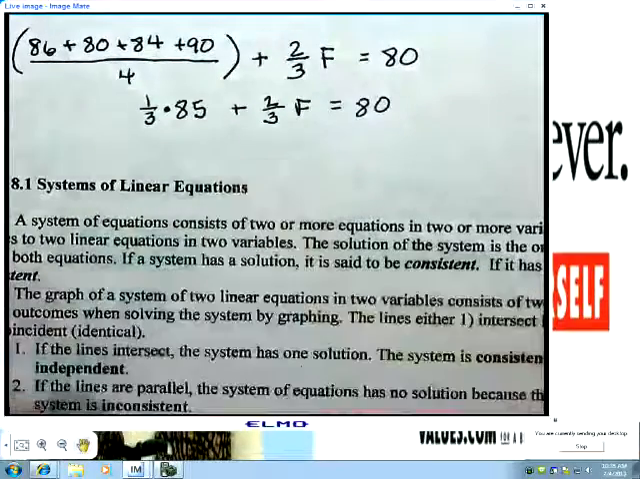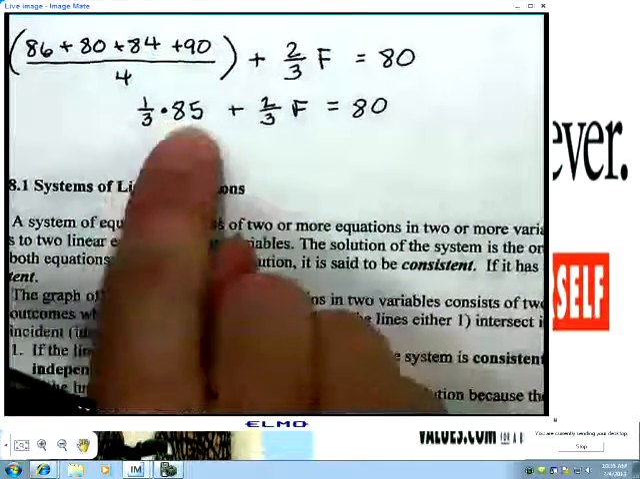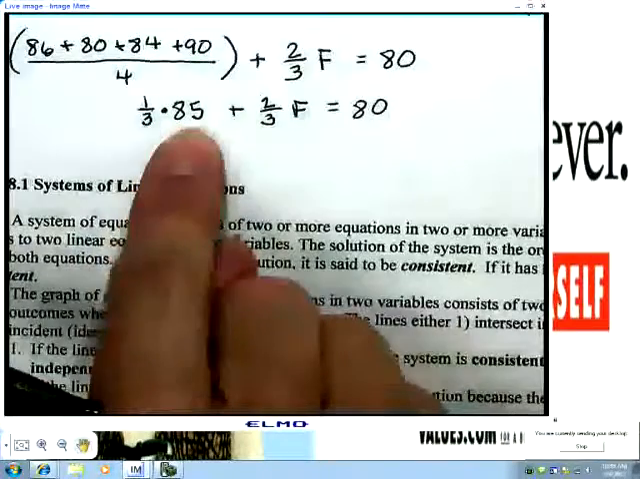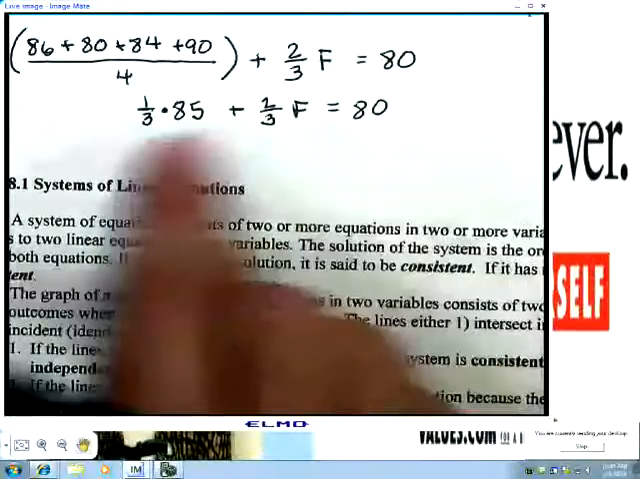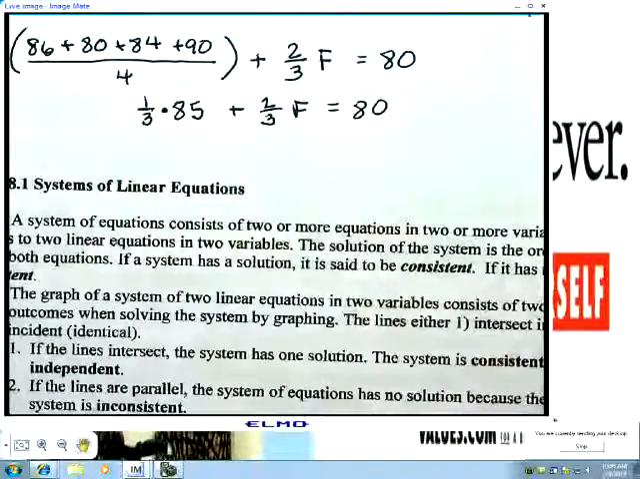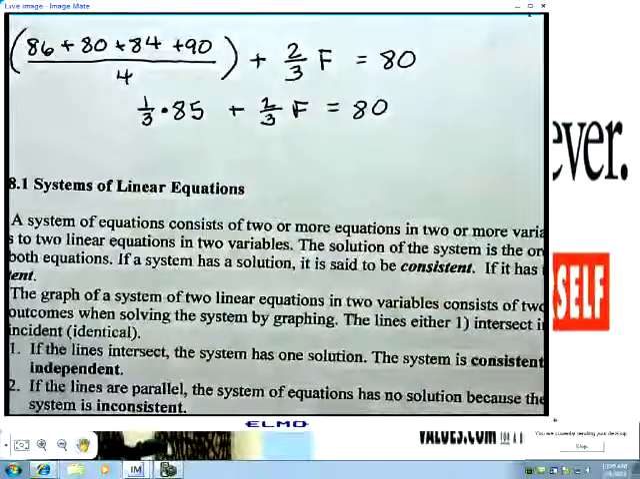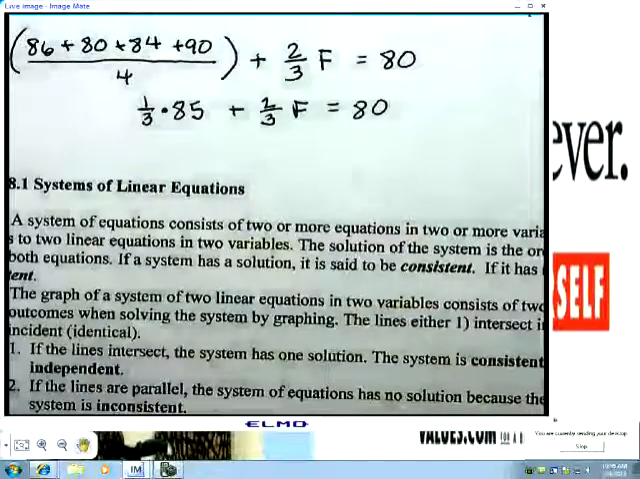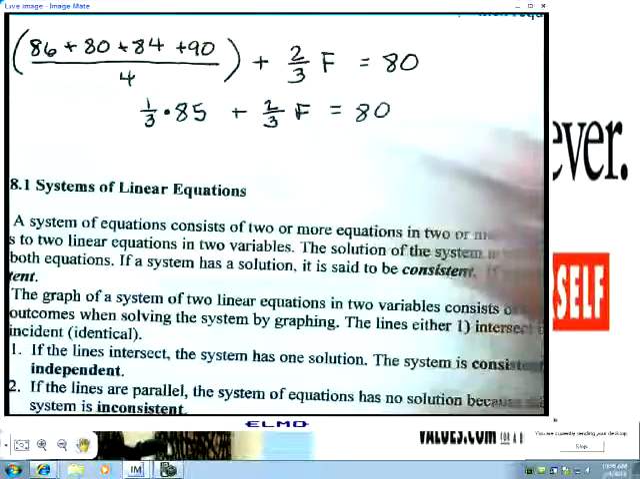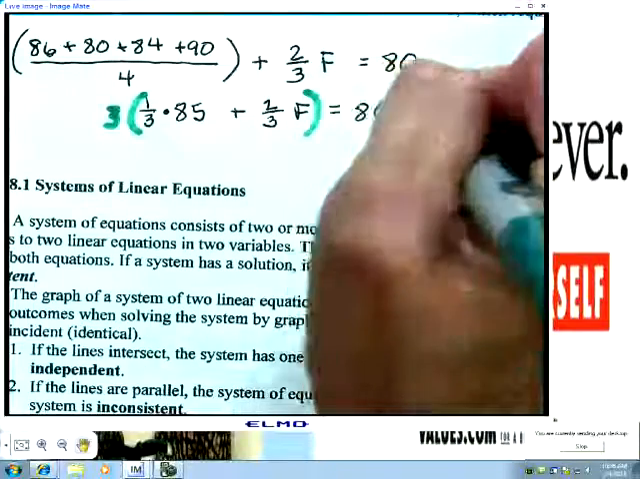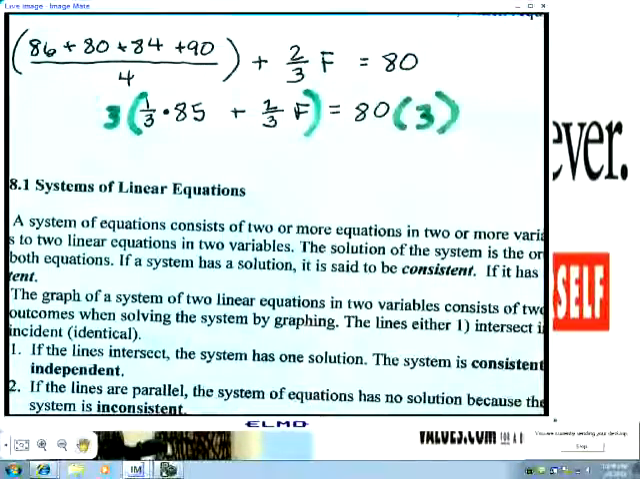So instead of punching that and getting a repeating decimal, I could clear out the fractions now. I could multiply both sides by what to clear out the fractions? By 1/3. It's always good to have 2 colors of pencils in here. And let's multiply both sides by 3 to clear out the fractions.